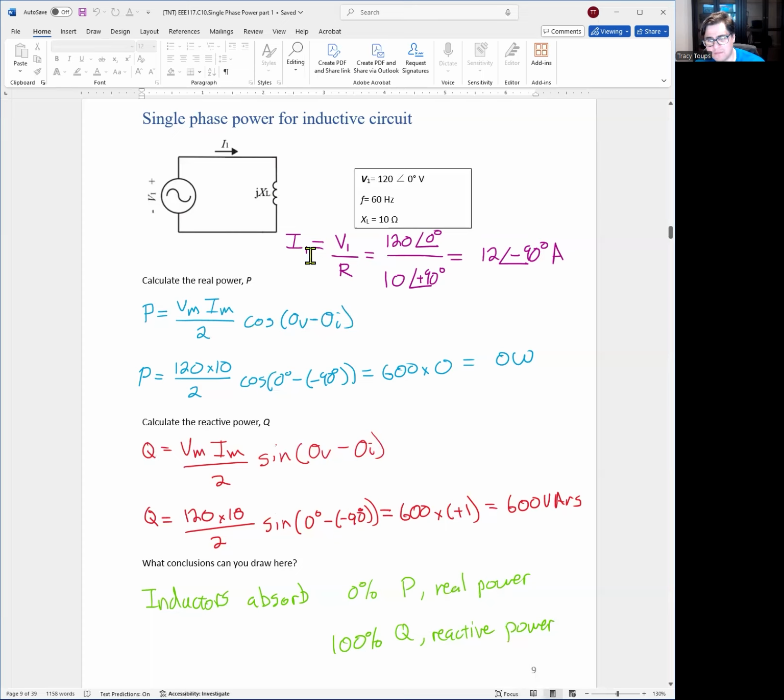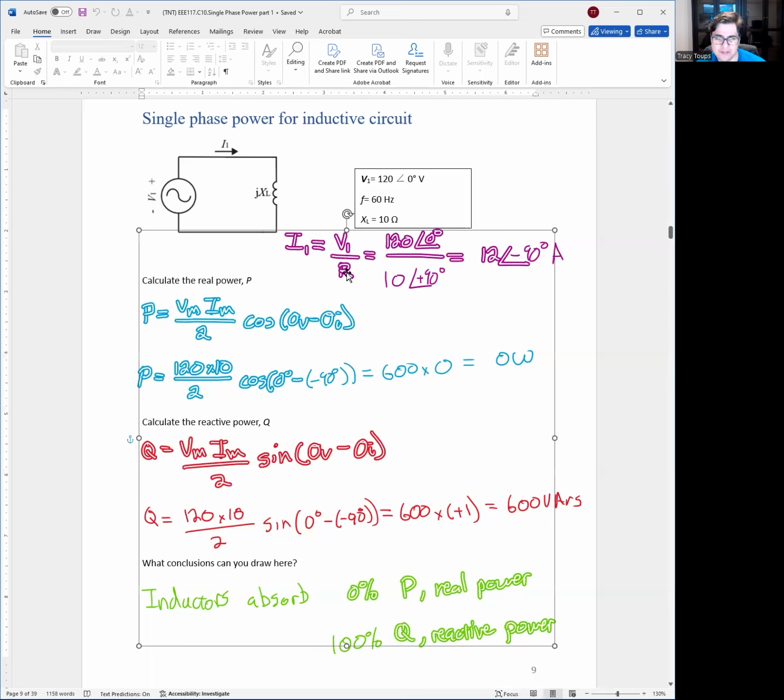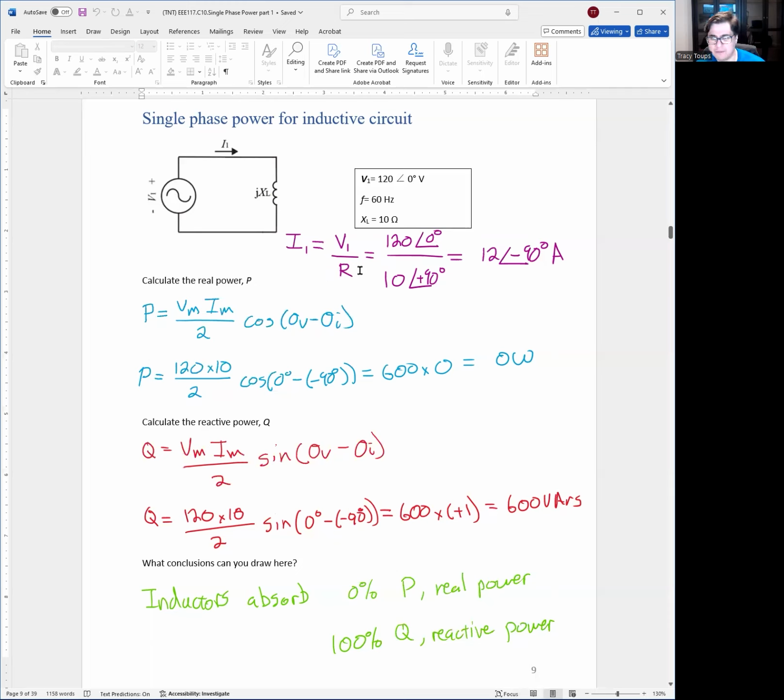So again, Ohm's law, you've got I equals V over Z. That's an error on the slide; it should technically be a Z, but we'll keep going. So this is jX of L, and X of L is 10 ohms. So you'll have 120 angle 0 degrees.